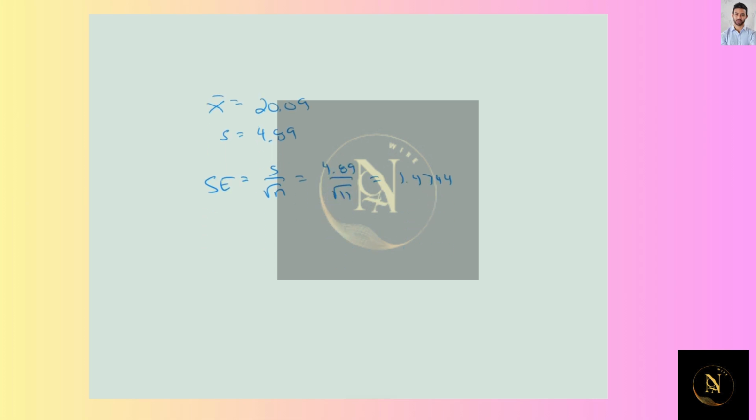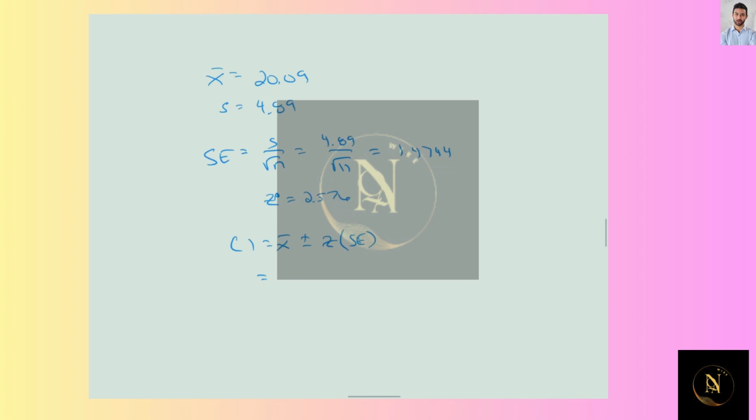And so for a 99% confidence interval, the critical z is 2.576. And the confidence interval is going to be the sample mean plus or minus the critical z times the standard error. And so our sample mean was 20.09 plus or minus 2.576 times 1.4744.